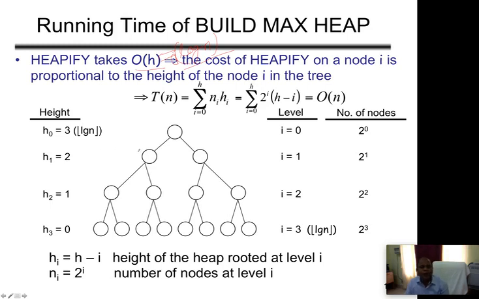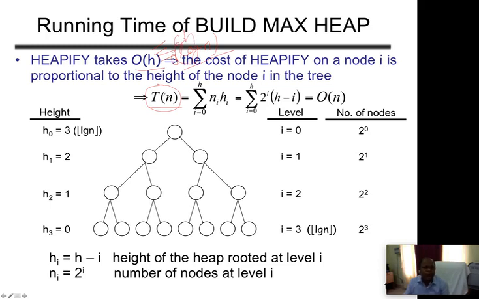Hence, let the time complexity of build max heap be T(n). Then T(n) is equal to what? Big O of h is nothing but c into h. Big O of h is nothing but c into h. You can write that.